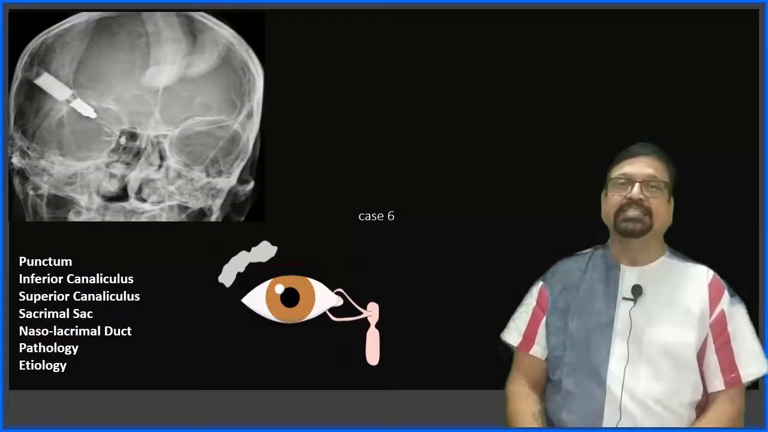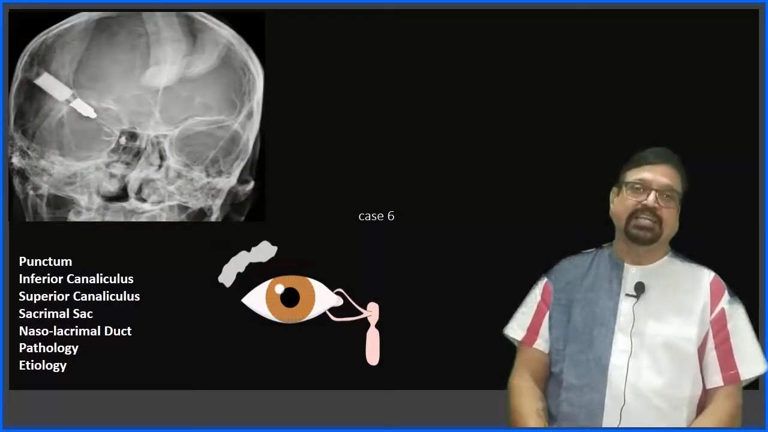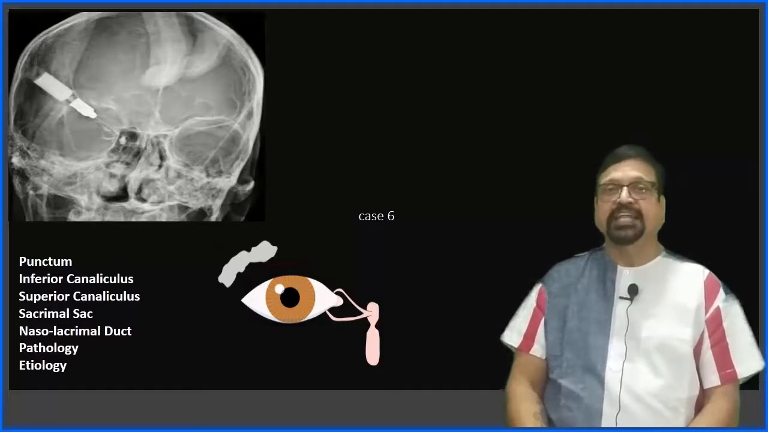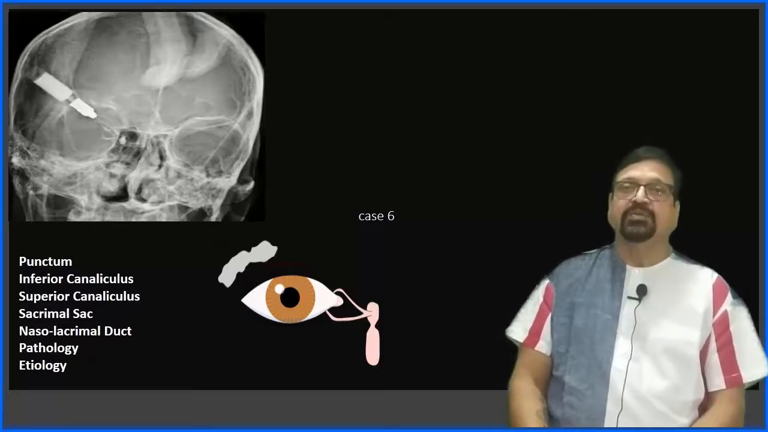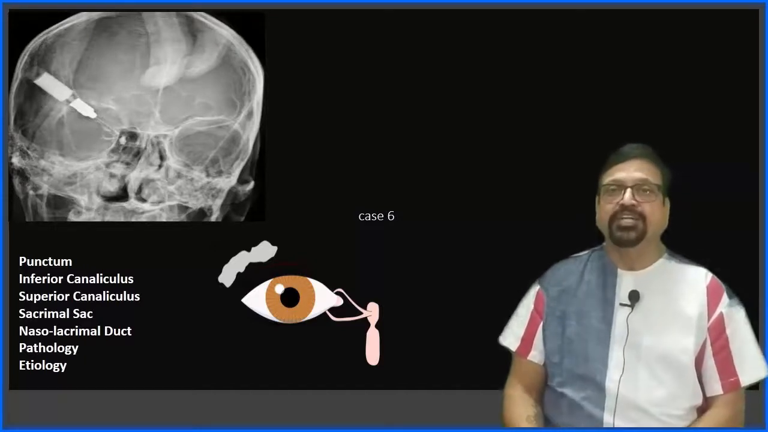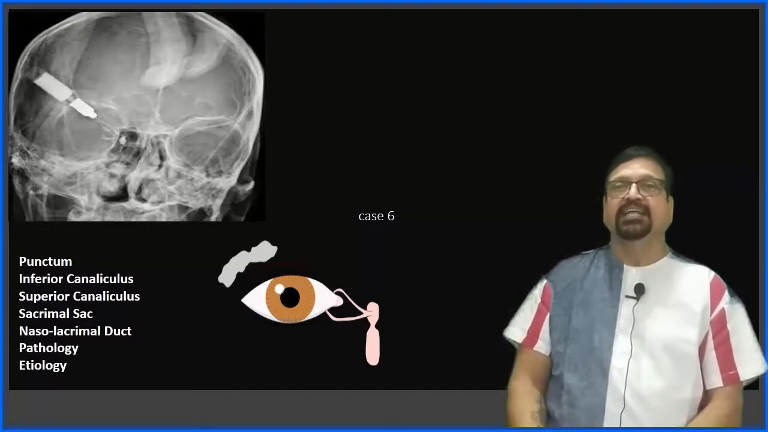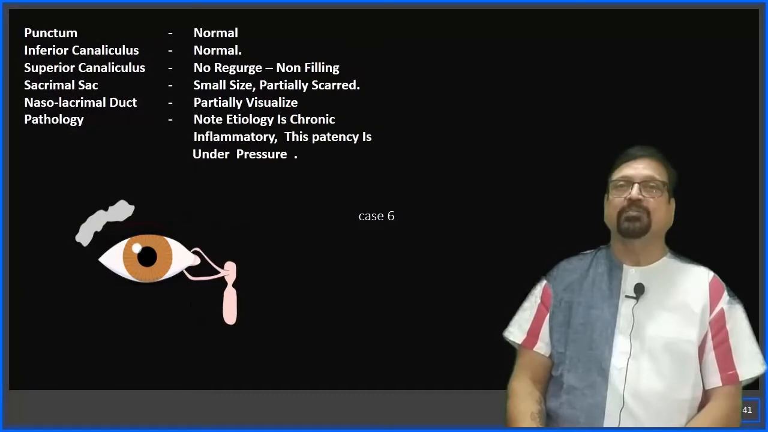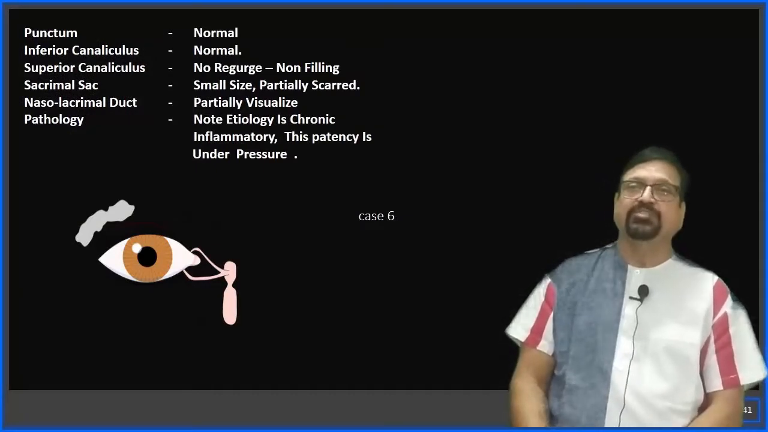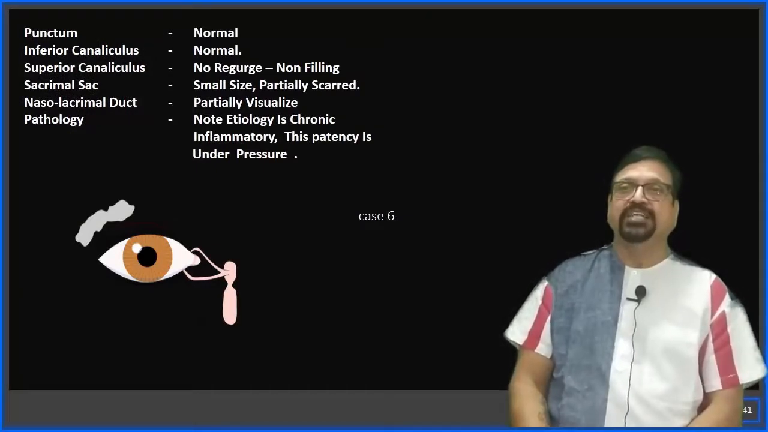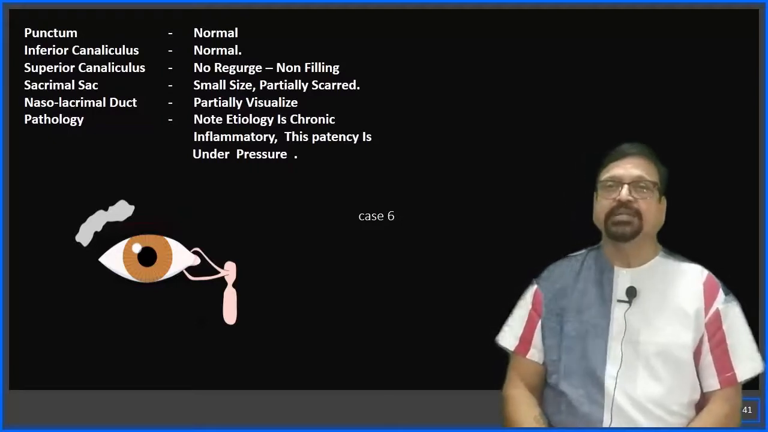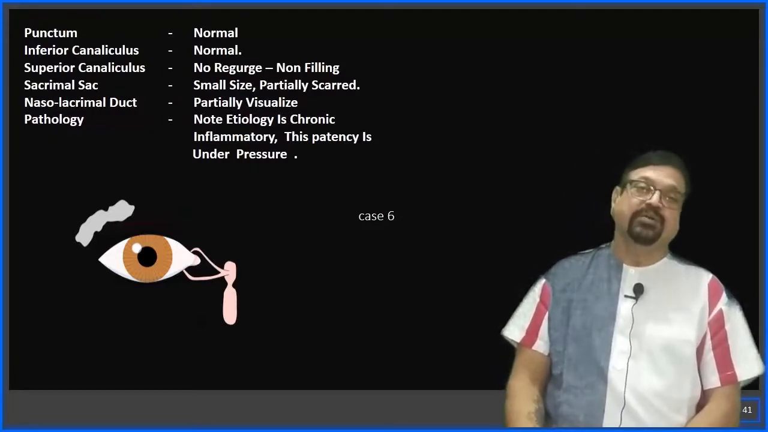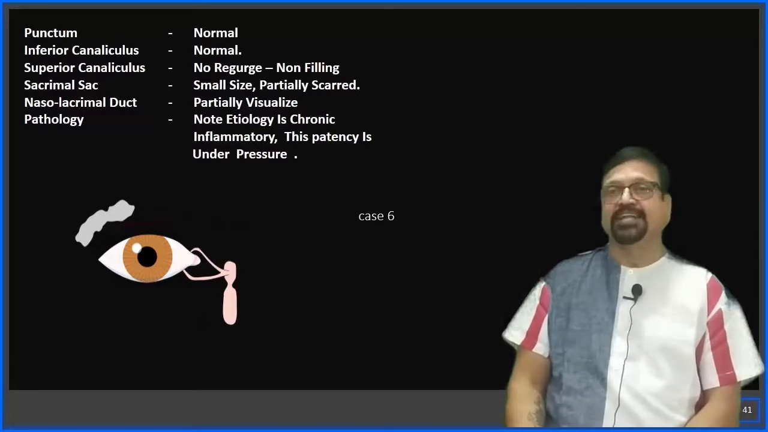Now here you can see 10 seconds are given. Punctum, inferior canaliculus, look at the sac, look at the size of it, look at some projections here and there, and the answer now. The punctum is normal, inferior canaliculus normal, there is no regurgitation, it's a small and partially scarred sac, nasolacrimal duct has not opacified, so etiology has to be chronic inflammatory.